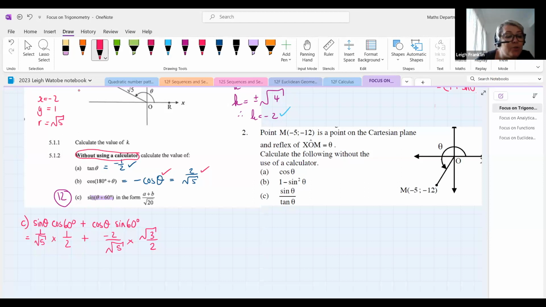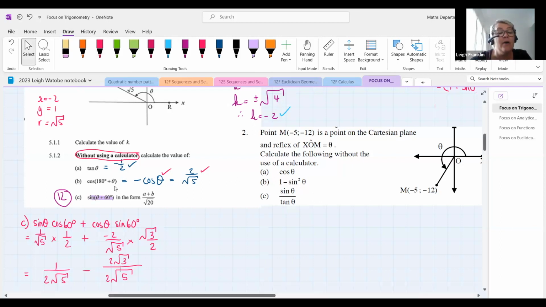All right, so matrix, hopefully we all remember now how to multiply fractions, numerator with numerator, denominator with denominator. So that would give us 1 over 2√5. And then here we're adding a negative value, so this is going to become a minus. We've also got 2√5 in the denominator, and at the top here, we've got 2 times root 3. Okay, so that would be our final answer.